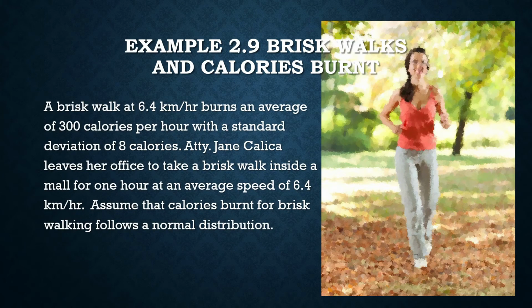A brisk walk at 6.4 kilometers per hour burns an average of 300 calories per hour with a standard deviation of 8 calories. Attorney Jane Kalika leaves her office to take a brisk walk inside a mall for 1 hour at an average speed of 6.4 kilometers per hour. Assume that the calories burnt for brisk walking follows a normal distribution.